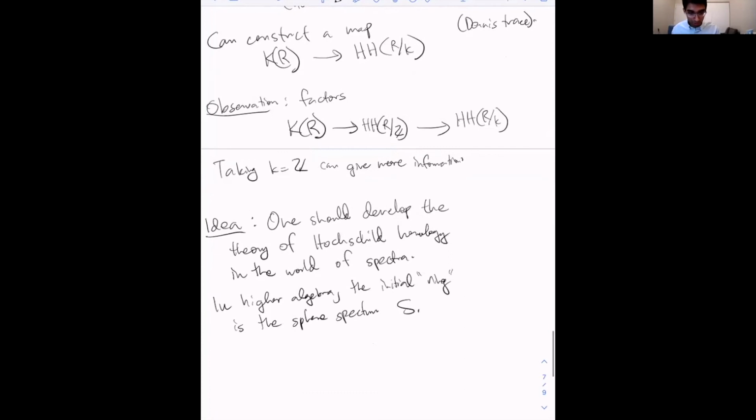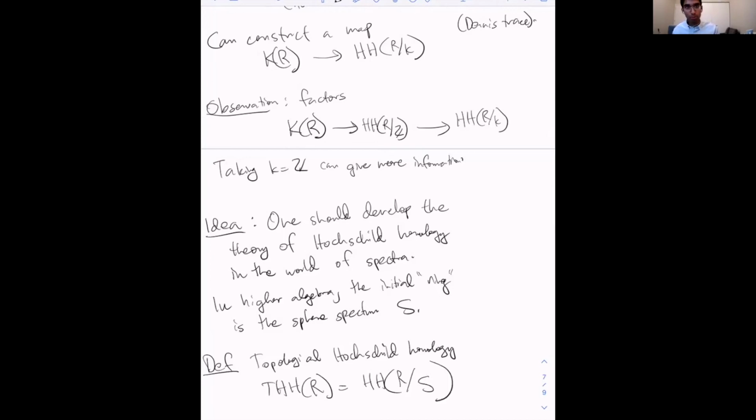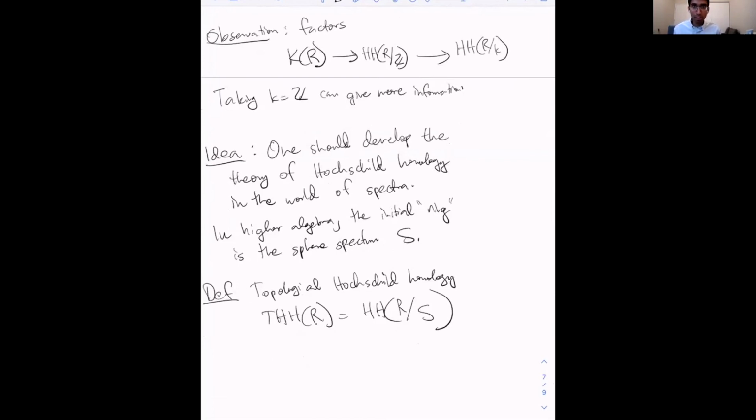And so the vision was that somehow you should do Hochschild homology over the sphere spectrum. So the definition is that topological Hochschild homology, THH of a ring, is the Hochschild homology of the ring, but now where the base is not the integers, but the sphere spectrum. And of course, it requires some work to make sense of this.